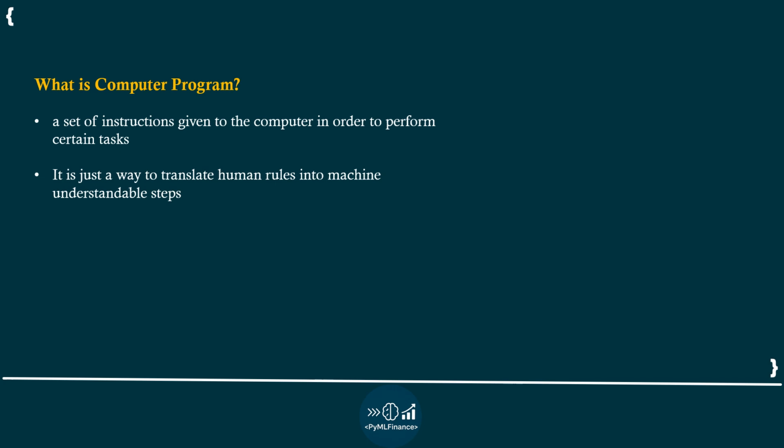Alright, so the very first topic of this video is what is a computer program. It is a set of instructions that is given to a computer in order to perform certain tasks. We write a set of instructions in a programming language that tells the computer what is to be done and how that particular task is to be done, step by step. In this way, we translate human rules into machine understandable steps.